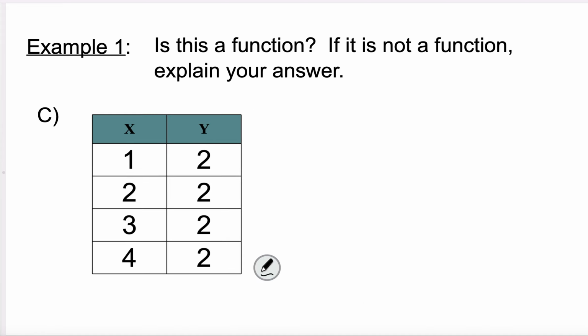And then our example 3, letter C, is this a function? 1 is paired with 2, 2 is paired with 2, 3 is paired with 2, and 4 is paired with 2. Now remember, if it's a function, the x's don't repeat. So the x's are not repeating here. There's not another 1 in the x column, or another 2, or another 3, or a 4 with another y value. The y's are repeating, but the x values are not repeating. So it's okay for the y's to repeat, it's just the x's cannot repeat. So yes, this is a function.